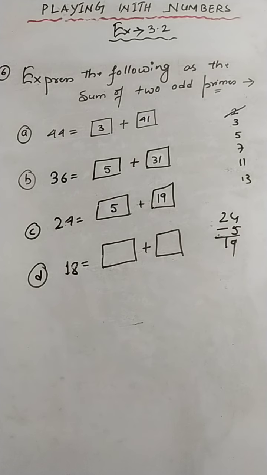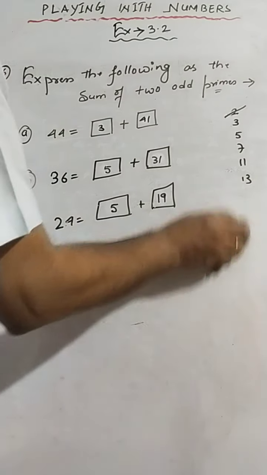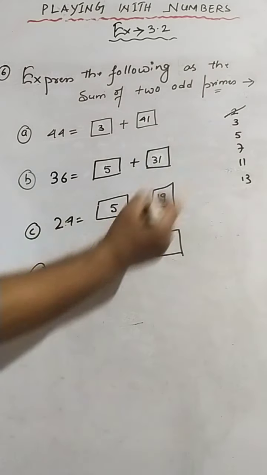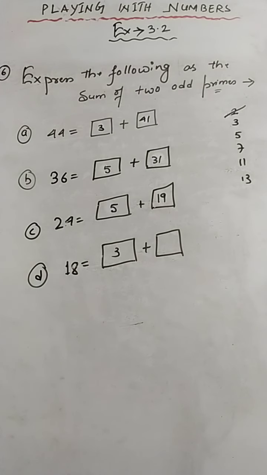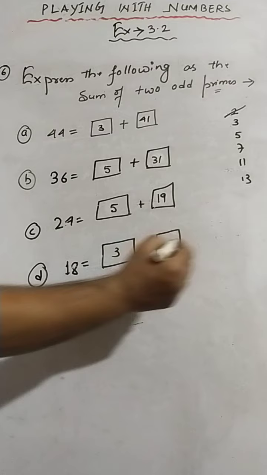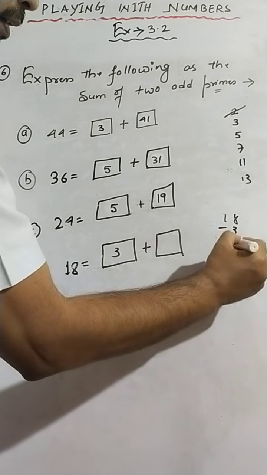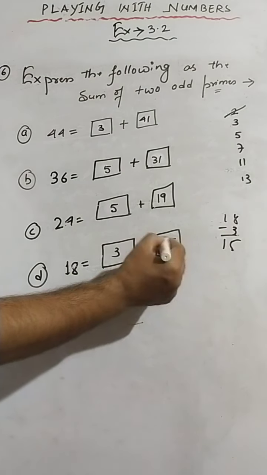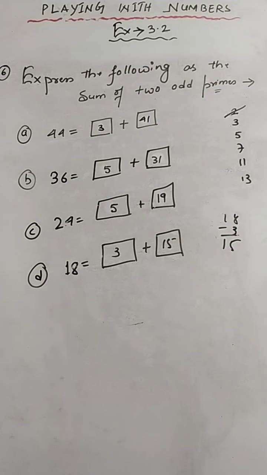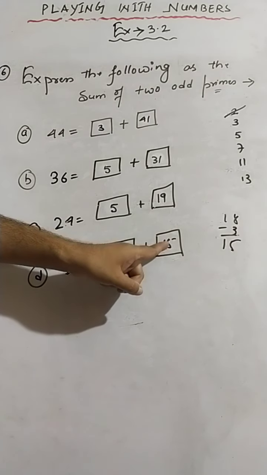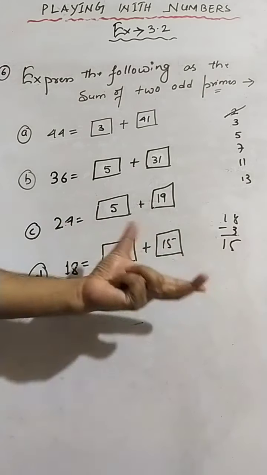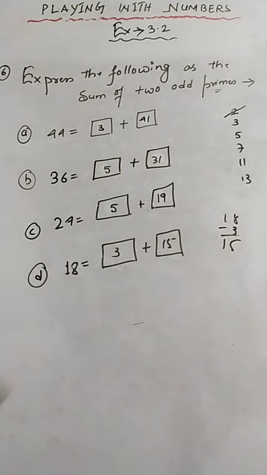So let's do the last sum of today, that is 18. Now the same process, students, same way we'll do it. The first number we'll put is 3. Now 18 minus 3 is 15. So 15 is odd, but it is not prime, because it is also divisible by 3, 5, 1 and 15. How many factors are we getting? 4 factors, students. So 15 is a composite number.